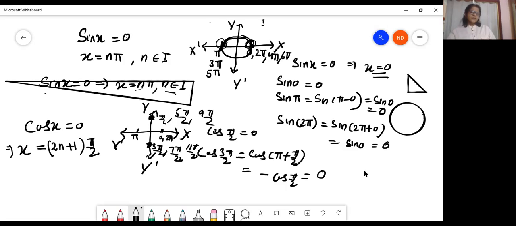Now next, tan x. Whenever we set tan x equal to 0, not much difficulty here. Tan x equal to 0 means sin x equal to 0, right? Tan x equal to sin x by cos x. So, sin x equal to 0 means x equal to n pi. So the general solution of tan x equal to 0 means x equal to n pi. Okay, now let's move to the next.